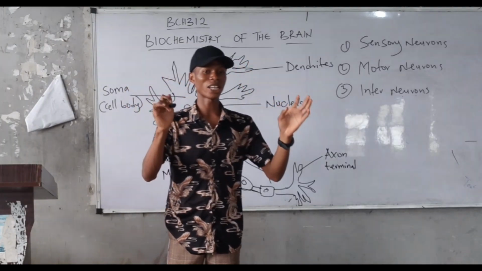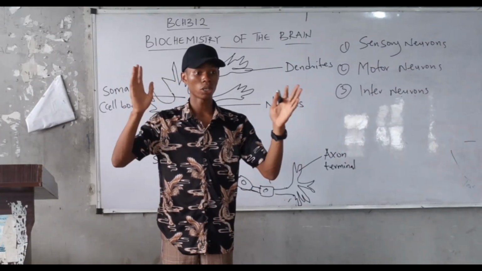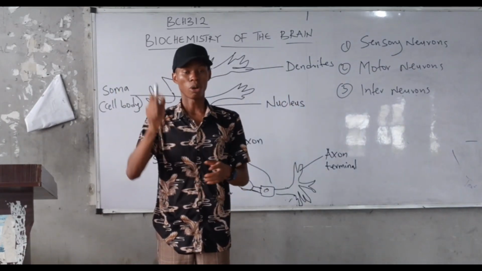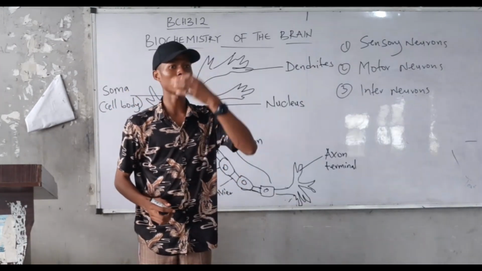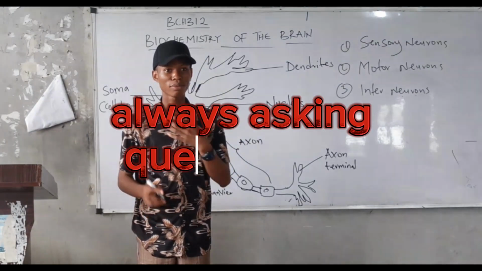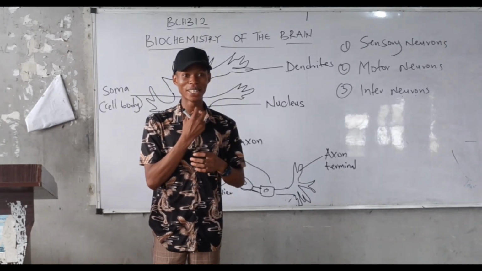When I mentioned central nervous system, hope we know central nervous system consists of what? But here we are interested in the brain. But if I may ask, what links the brain and the spinal cord together? What links the brain and the spinal cord together?